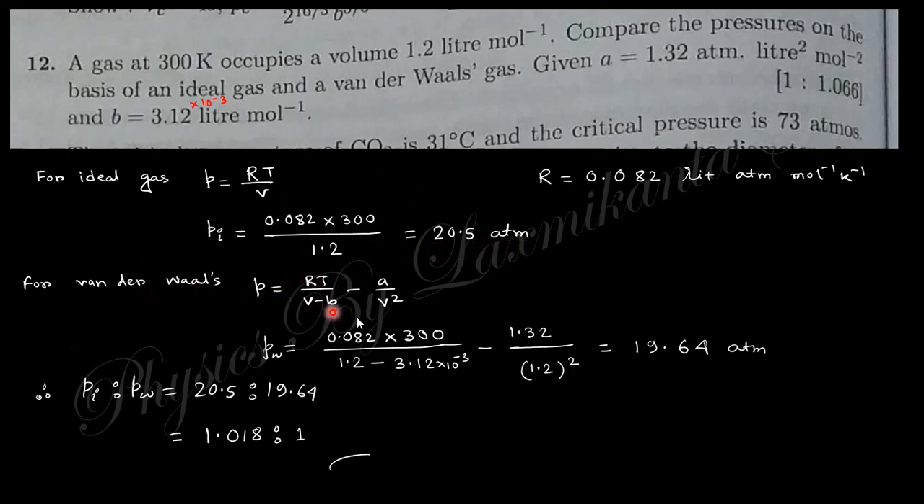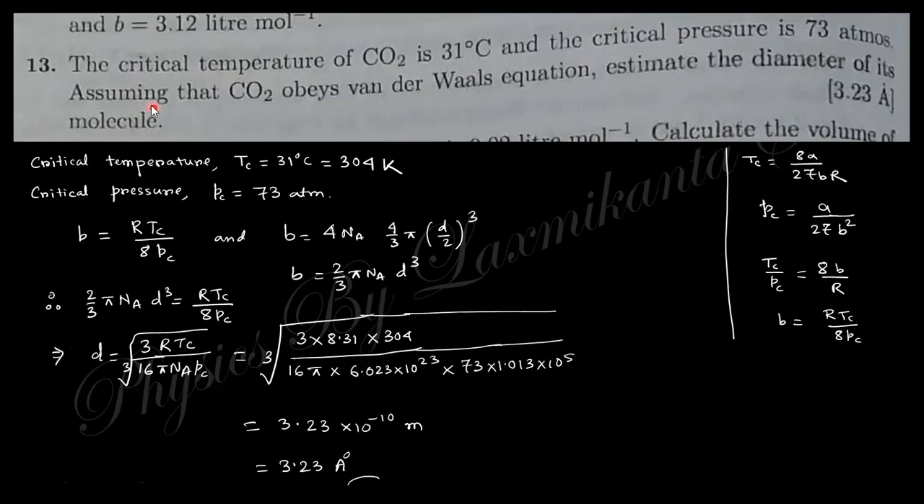And the van der Waals constants will be like that. Here it must be 10 to the power minus 3; this is a printing mistake. So if you put this value, 3.12 times 10 to the power minus 3, you can easily find 90.64 atmosphere. Taking this ratio, you will get this answer. This ratio will be inverse, so van der Waals with respect to ideal will be 1:1.018. Clear? Next one.